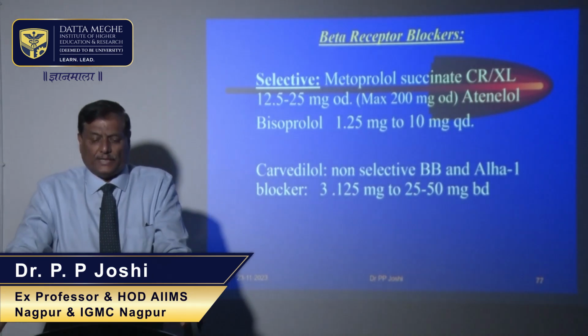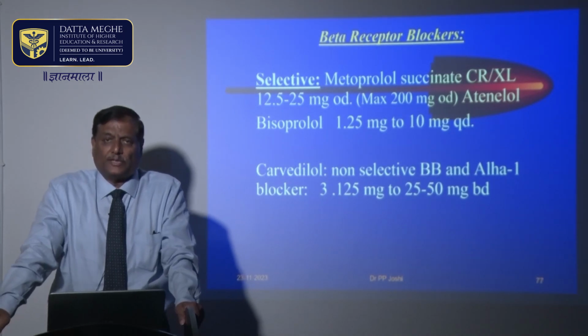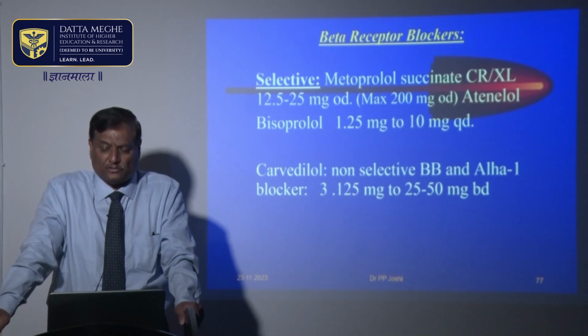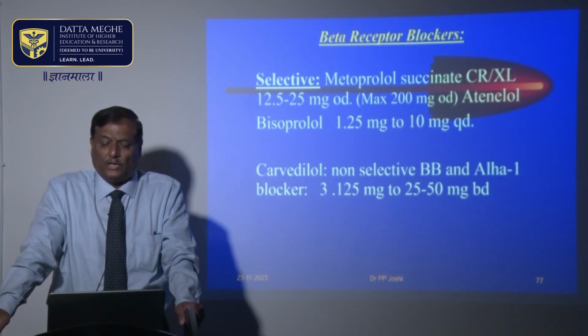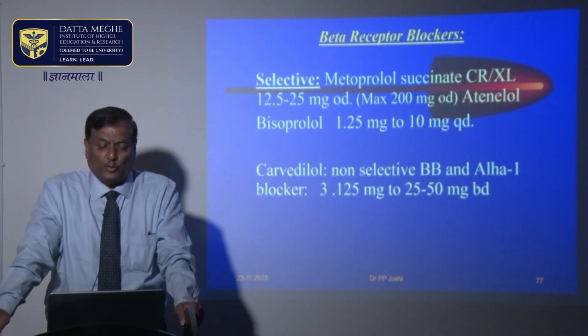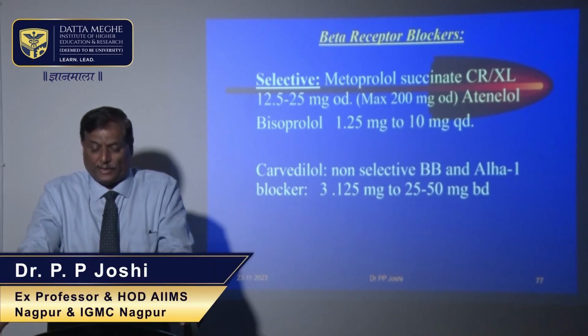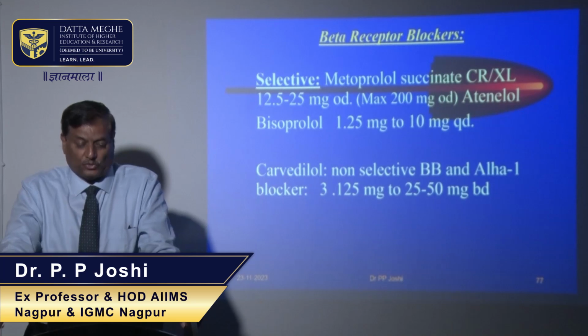Beta blockers could be selective or non-selective, and we usually use selective beta blockers; metoprolol is most commonly used in the treatment of hypertension, not as a first line drug, but as a second or third line drug. Controlled release or sustained release preparations of metoprolol are available. We start from 12.5 to 25 milligrams once a day. We can increase this up to 200 milligrams once a day. That is the usual maximum dose.